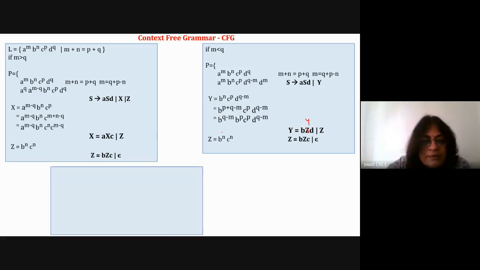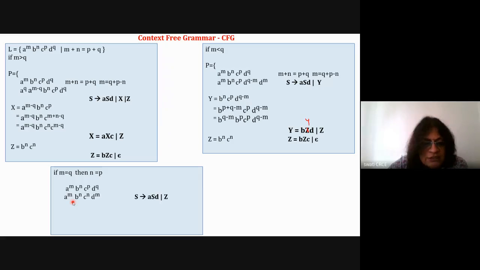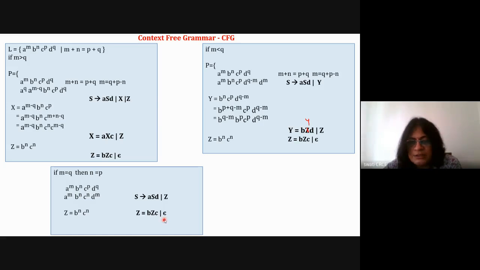Now the last condition, M is equal to Q. If M is equal to Q, then N is equal to P. And then to apply the equation is simple. M is equal to Q, so this A and D are equal. So I'll say that S is equal to ASD or suppose Z. I'm taking the same variable Z because Z is equal to B raised to N, C raised to N, which is already there. So for this B raised to N, C raised to N, I'll say that it is equal to Z and Z is equal to BZC or epsilon.